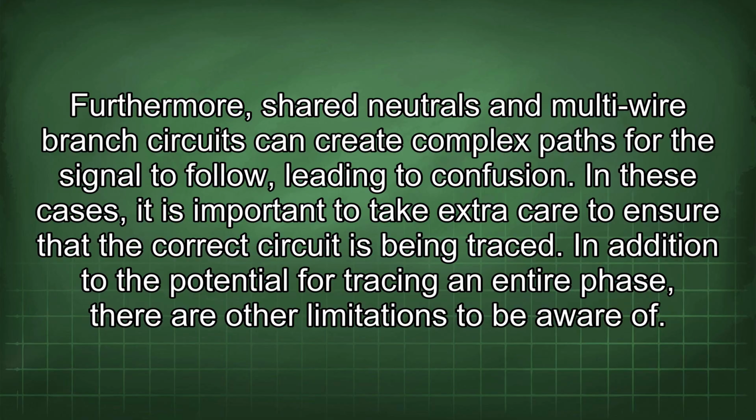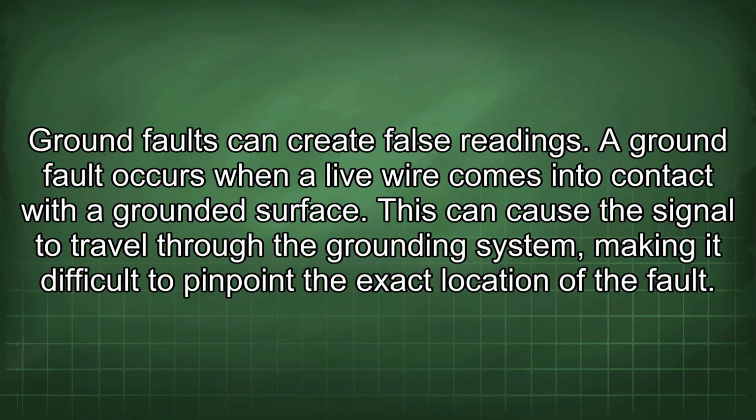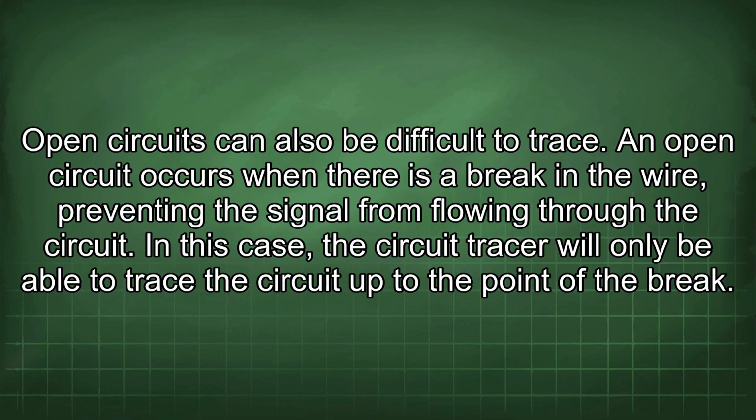In addition to the potential for tracing an entire phase, there are other limitations to be aware of. Ground faults can create false readings. A ground fault occurs when a live wire comes into contact with a grounded surface. This can cause the signal to travel through the grounding system, making it difficult to pinpoint the exact location of the fault. Open circuits can also be difficult to trace. An open circuit occurs when there is a break in the wire, preventing the signal from flowing through the circuit. In this case, the circuit tracer will only be able to trace the circuit up to the point of the break.